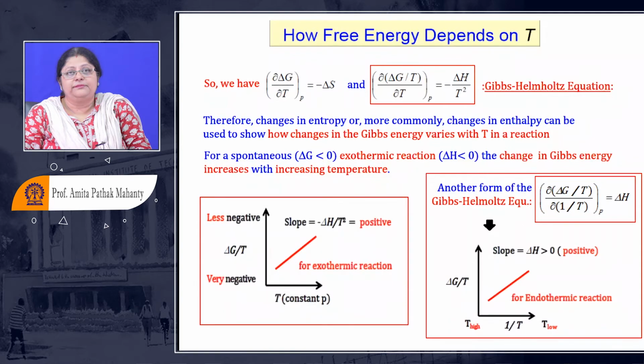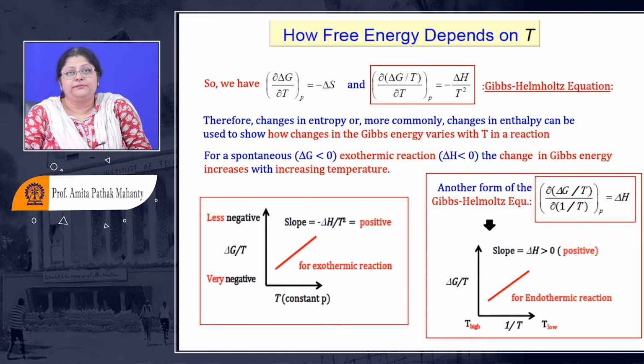Yes, ma'am. The slope becomes positive because the slope is supposed to be minus delta H by T square, and if it's an exothermic process, then the value should be positive. So it's a positive slope you are going to get. So any spontaneous process, if it is an exothermic reaction, then the slope should look something like this for G by T versus T. Okay. Now, what happens if it's an endothermic reaction?